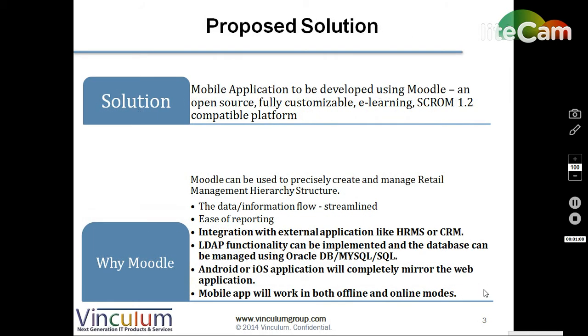Moving on to slide number 3, the proposed solution from our side is obviously a Moodle based, open source, fully customizable e-learning solution based on SCORM 1.2 compatibility platform. This tool integrates with external applications, as I said, like HRMS and CRM. LDAP is used to map employee and the role hierarchy of an individual within the organization. The tool is compatible on Android, iOS, which is technically a mirror of the primary website. And the tool also works both offline and online. That's why we're going for Moodle.